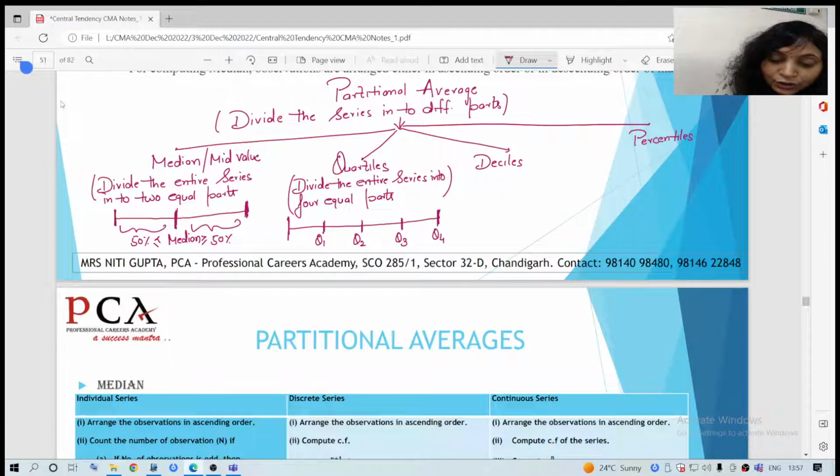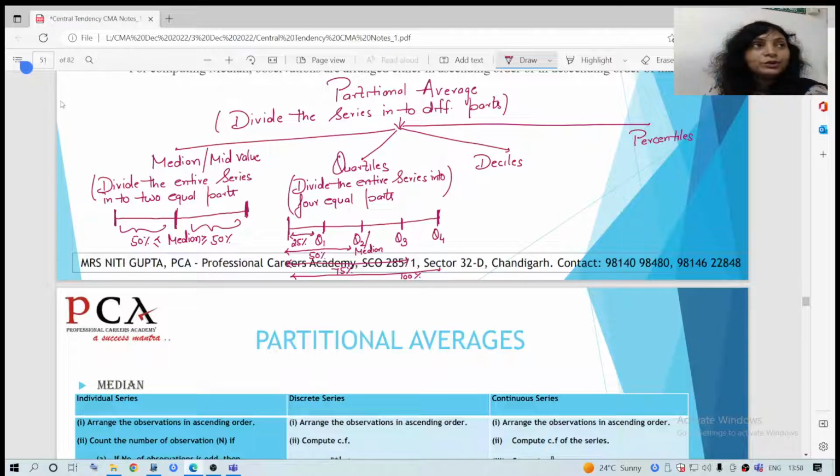So we say Q1 comprises 25% of items. Q2 comprises 50% of items, so it's basically another name for median. And Q3 comprises 75% of items. And Q4, 100% of items. So when a particular average comprises 100% of items, then there is no utility of that.